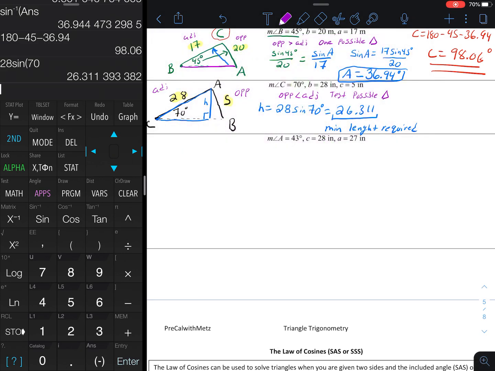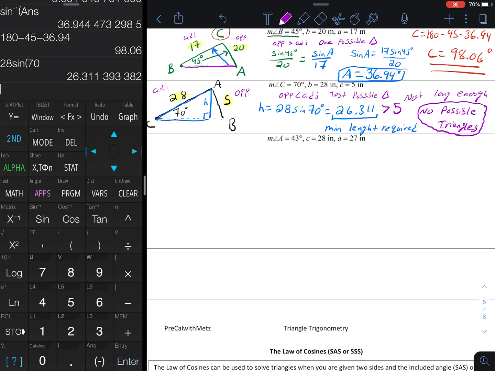So I needed to have 26.311 or greater for an opposite side. However, we only have 5. So my 5 is not long enough, which means no triangle can be formed. So our answer here would be no possible triangles. There's nothing to solve for because I can't make a triangle. That opposite side was too small.